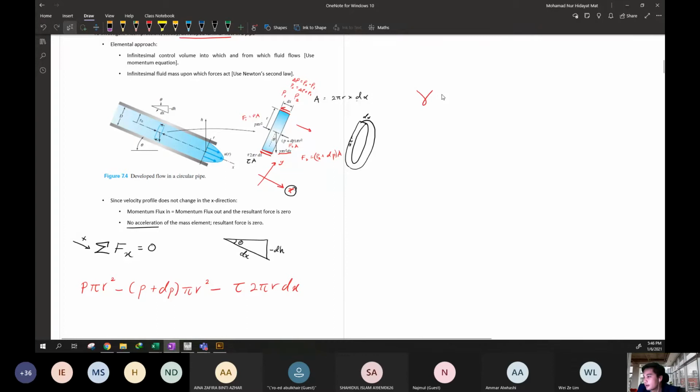Okay, we have gamma pi r squared dx. What is this? Anyone would like to try? Viscous force, doctor. No, this is not viscous force. This is a very basic one. This is the control volume. Anyone would like to try? What is this? Gamma pi r squared dx.